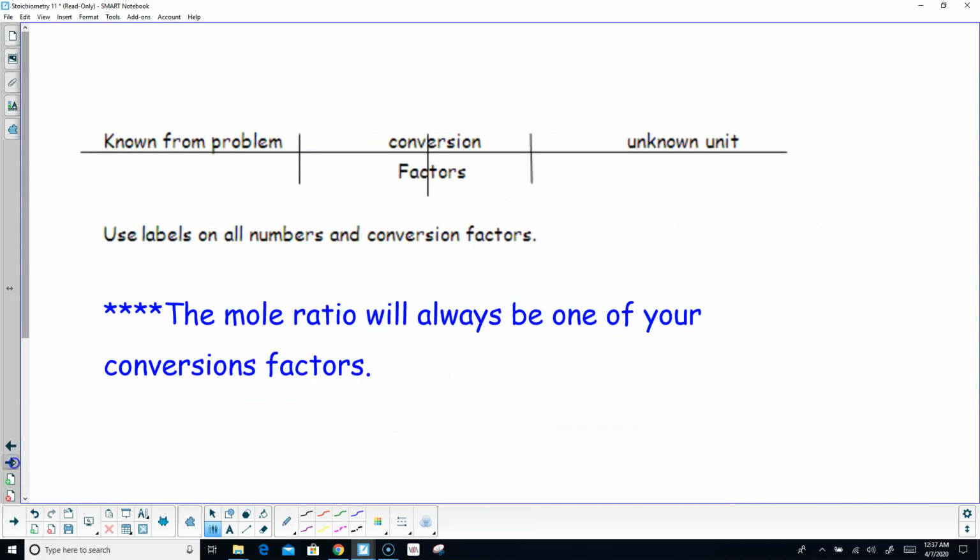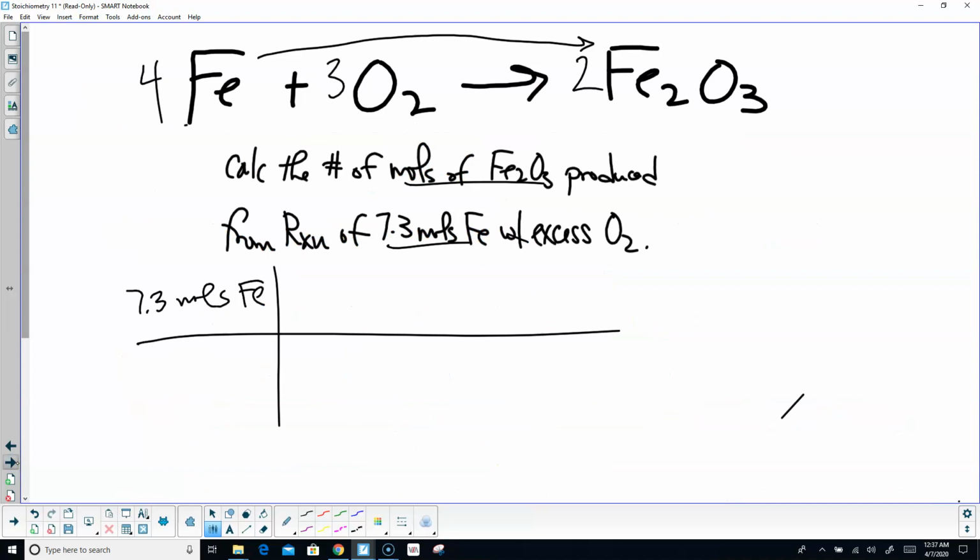So I'm going to go back over here. Okay. Well, according to my problem, for every 4, I get 2. That's it. That's your mole ratio. If I'm trying to get rid of moles of iron, the moles of iron need to go on the bottom. How many? According to the balanced formula, I have 4.